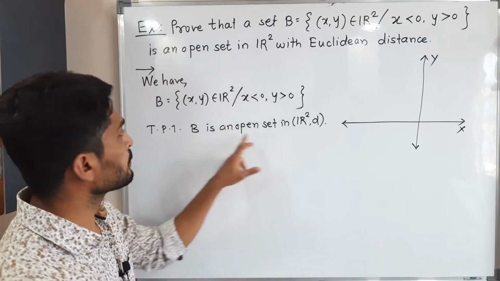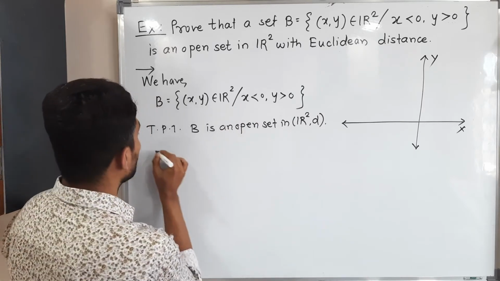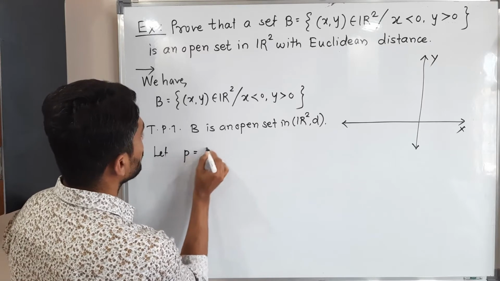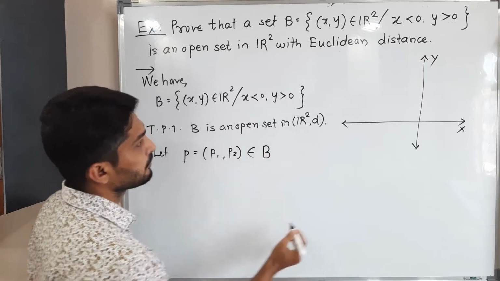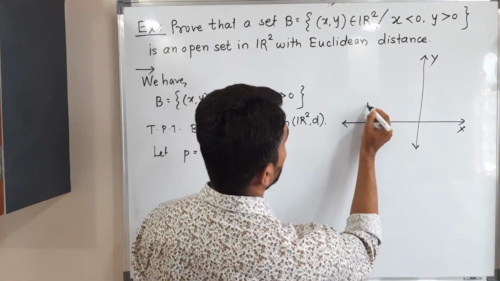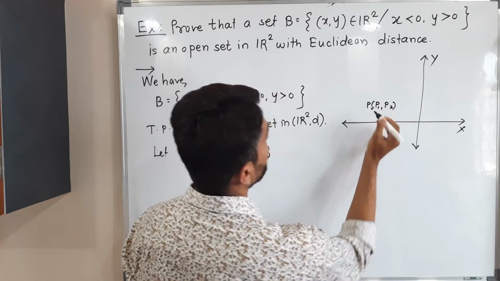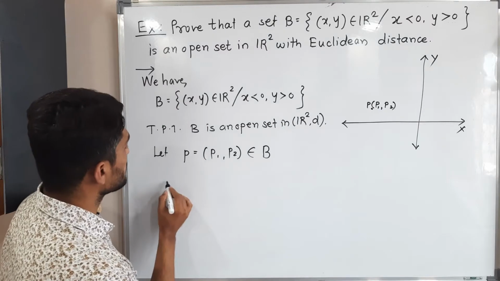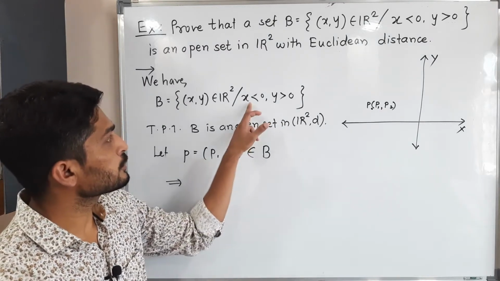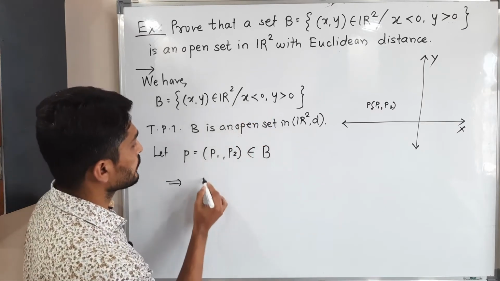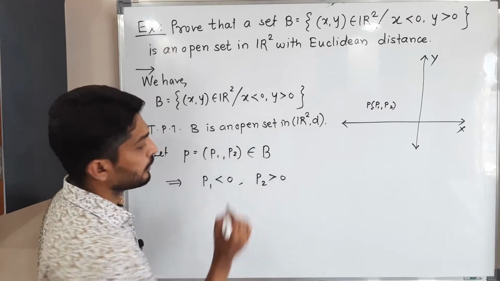I have already written that we have to prove that B is an open set. So what will I do? I will select one arbitrary point of that set. Let P = (P1, P2) belong to B. That means I have taken one point P, equal to (P1, P2), an element of B. So it will satisfy the definition of B. Definition of B says the X coordinate is negative, that means here P1 is negative, and the Y coordinate, that means P2, is positive.